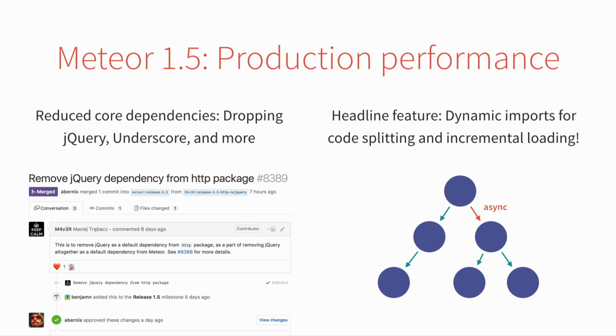And the headline feature in Meteor 1.5 is going to be something we call dynamic imports. And dynamic imports are a new JavaScript standard, right? So you guys have heard of ECMAScript modules, where you can now use the import keyword to load code from other parts of your app or from packages from NPM. And you might wonder, why that and not some other syntax? And it's because that's the standard in JavaScript.